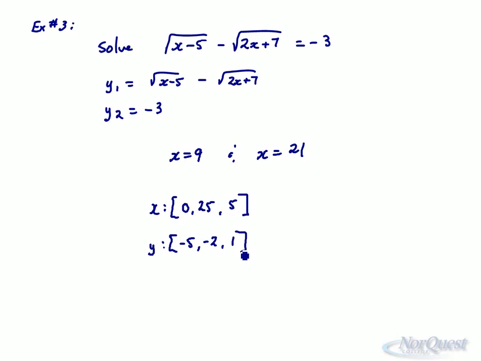If you would have gone scrolling through your table of values, because these are integers, it would have turned up in your table of values too. Let's do one more example. Example 4.